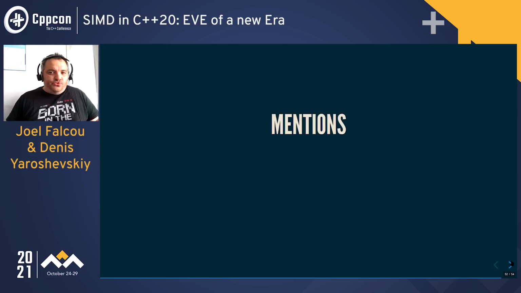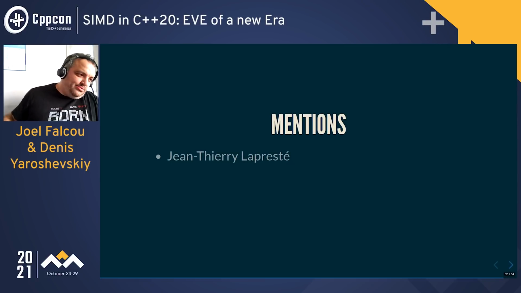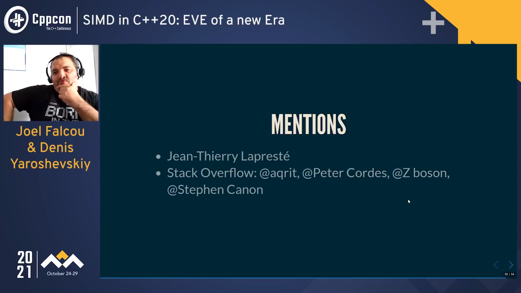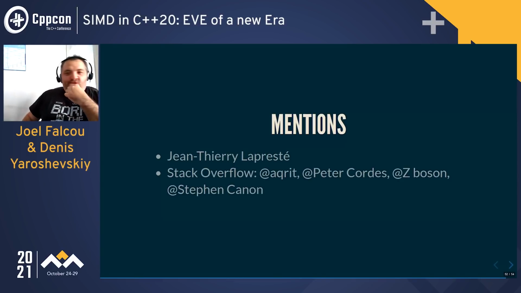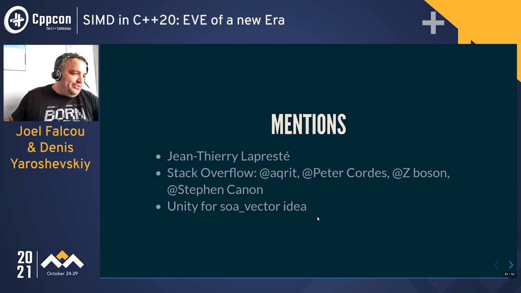Mentions before we close. Special thanks to Jean-Thierry Lapreste, who is our third co-author for the library. He does the math, and a lot. He likes that. So most of our numerical algorithms are actually coming from him. So a big thanks to Jean-Thierry. A bunch of shout-outs to people over on Stack Overflow, in no specific order: Peter Cordes, Zibozan, Akrit, Stephen Cannon, who all helped us with ideas about how to write proper algorithms. The SR vector ideas come from Unity. That's something we find quite interesting, so we just ran with it.